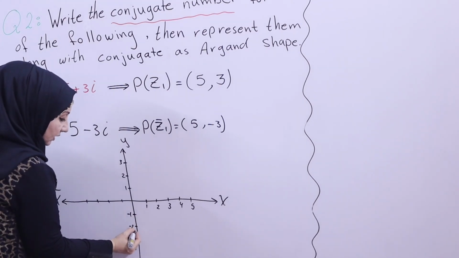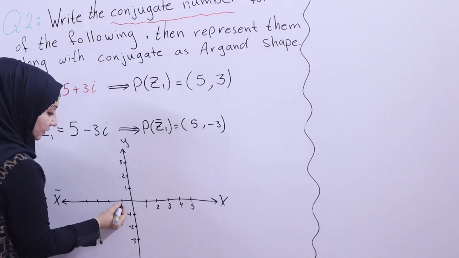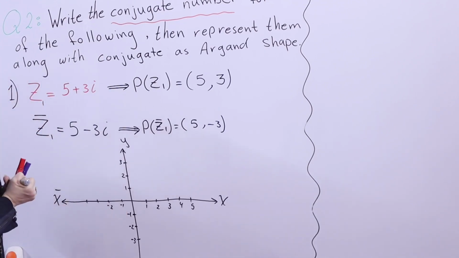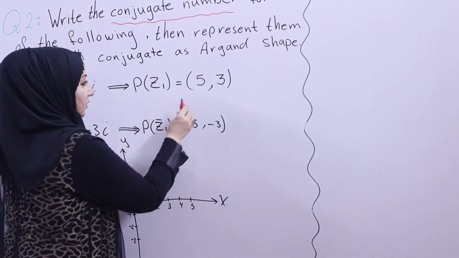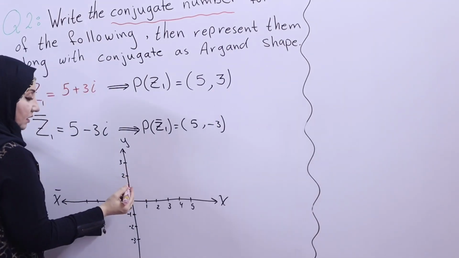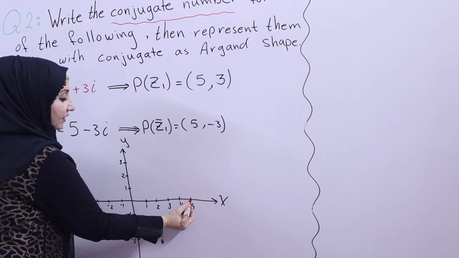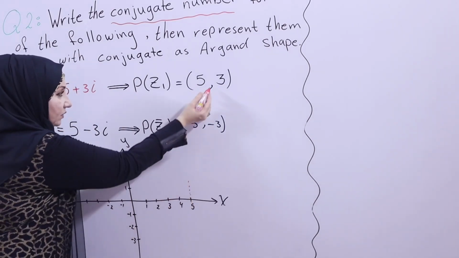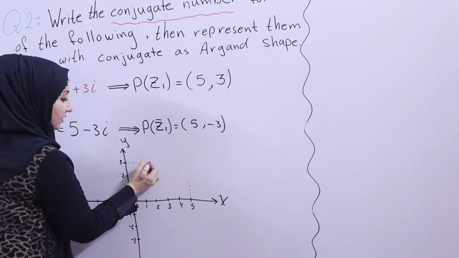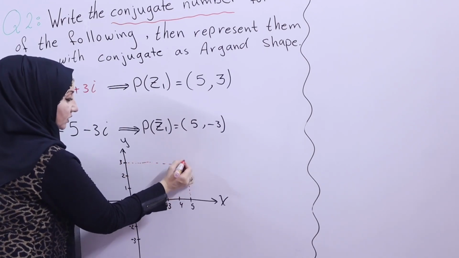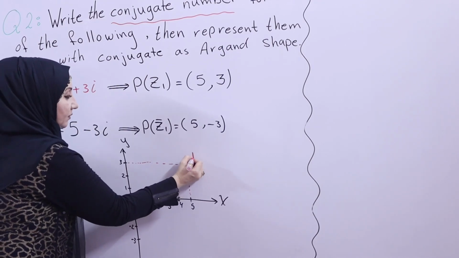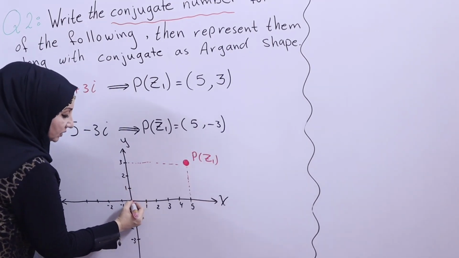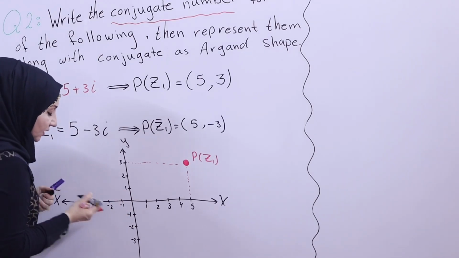-1, -2, -3. Now, the first point, the first ordered pair we want to represent, is for Z1. The x coordinate is 5 and the y coordinate is 3. So this is the point which represents Z1.